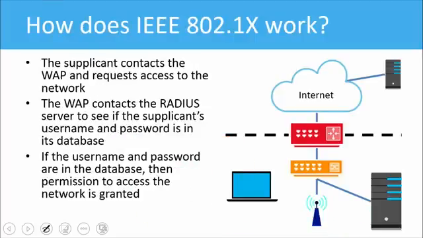What happens in 802.1x is that the supplicant is going to contact the wireless access point, and it requests access to the network. The wireless access point then contacts the RADIUS server, right over here on your right, to see if the supplicant's username and password is in the database.